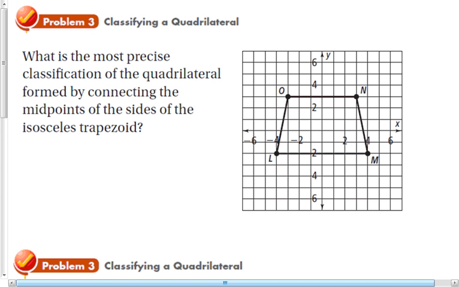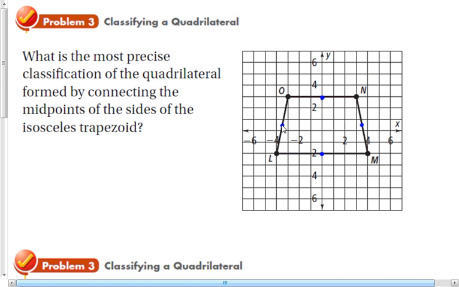All right, problem 3. What is the most precise classification of the quadrilateral formed by connecting the midpoints of the sides of the isosceles trapezoid? So first of all, we're going to have to find those midpoints. We'll have to use the midpoint formula to do that. I'll plot them on here. I'm thinking this midpoint is about right there, right there.